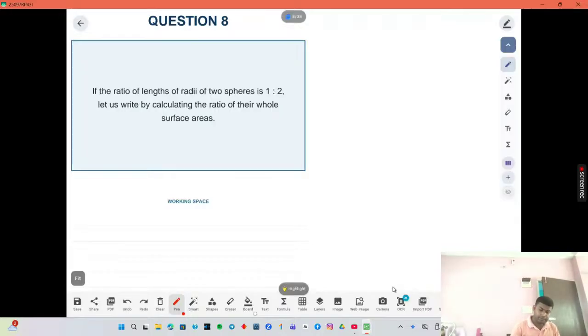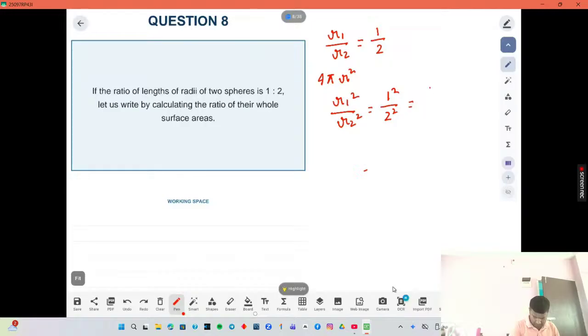We know that here R1 by R2 is given as 1 is to 2. What is the whole surface area of a sphere? It is 4 pi r square. So we have to find the ratio of r1 square by r2 square, and it will be 1 square by 2 square, which is equal to 1 by 4. Therefore, the ratio of their whole surface areas is 1 is to 4.